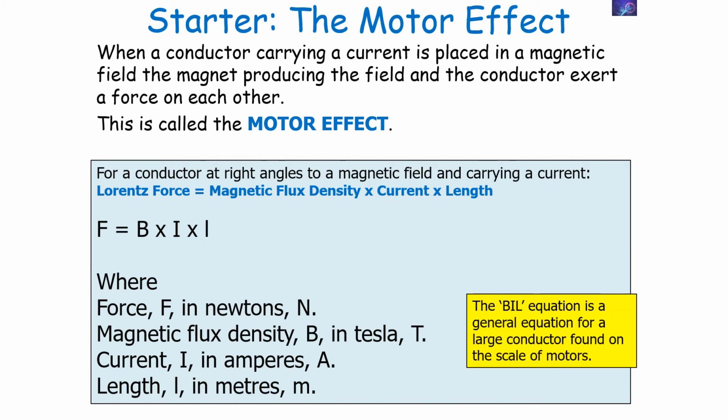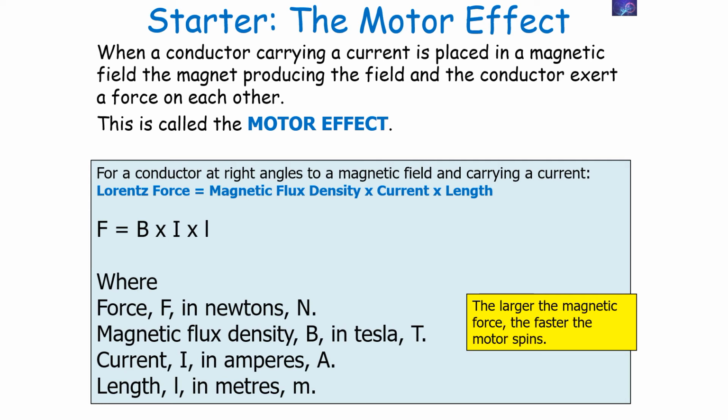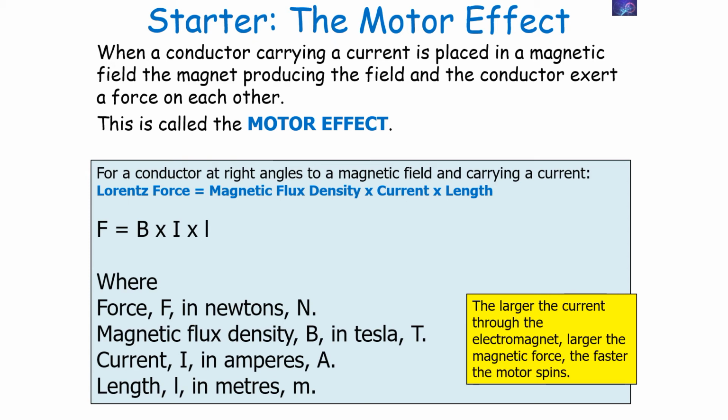Now, this BIL equation is the general equation for a large conductor found on the scale of motors. The larger the magnetic force, the faster the motor spins. So the larger the current through the electromagnet, the larger the magnetic force, the faster the motor spins. The longer the length of the electromagnet in the magnetic field, the larger the magnetic force, the faster the motor spins. It also means that the larger the magnetic flux density of the permanent magnet, the larger the magnetic force, the faster the motor spins.